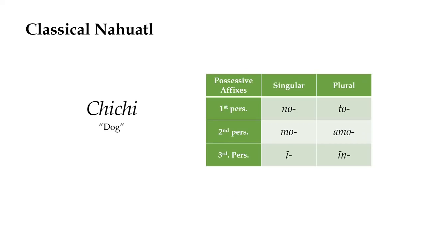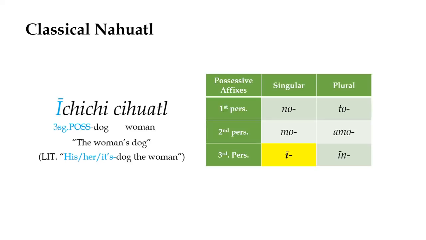So in a language like classical Nahuatl, to say my dog, one would simply take the word chichi, dog, and apply a first-person possessive marker to get nochichi, whereas your dog would be mochichi, his, her, or its dog would be ichichi, and to say the woman's dog, you would say ichichi siwatl, which would literally be her dog the woman.